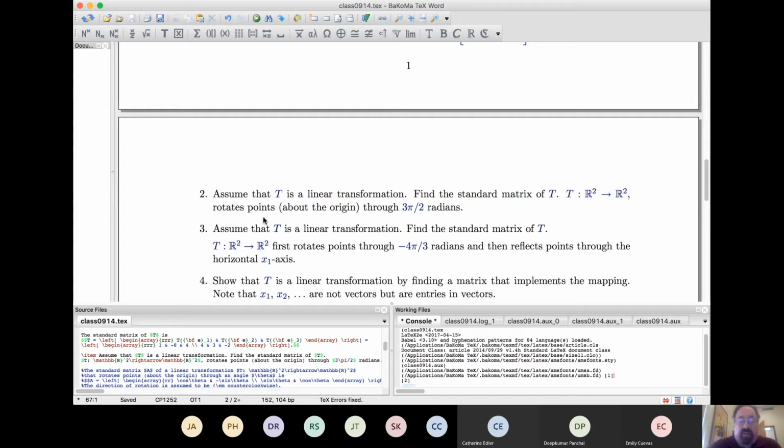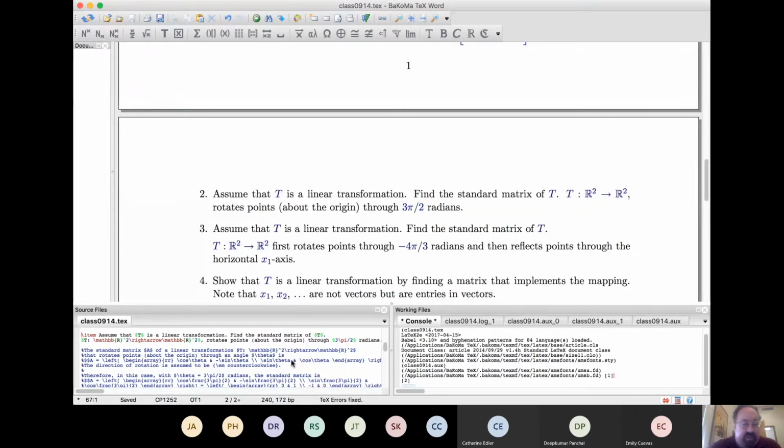Now, here, same type of problem, the same thing is being asked for. You're still asked for the standard matrix of the linear transformation T, but now T is described differently. It is a transformation that rotates points about the origin through a specified angle. So how do you get the standard matrix in that case? Well, fortunately, there's a nice formula that provides it.